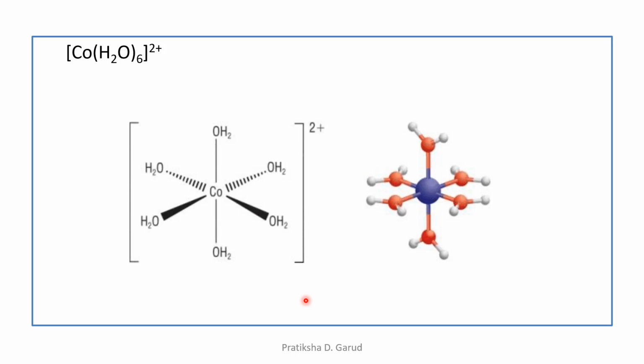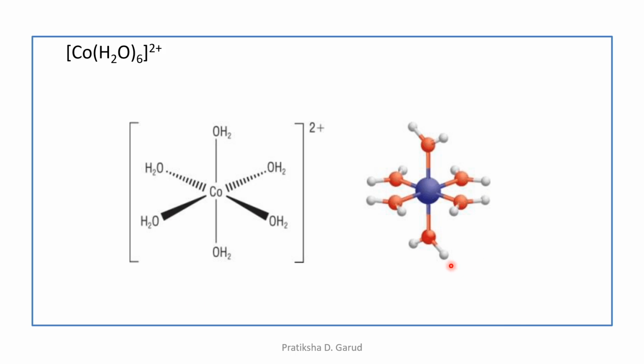So let's take one more example, that is [Co(H2O)6]2+. So let's see its structure. This is the structure of [Co(H2O)6]2+. The first structure has Co, the central metal atom, surrounded by a number of coordinating groups, which are water, and it has the charge +2, and it is enclosed in a square bracket, therefore it is known as a complex ion.